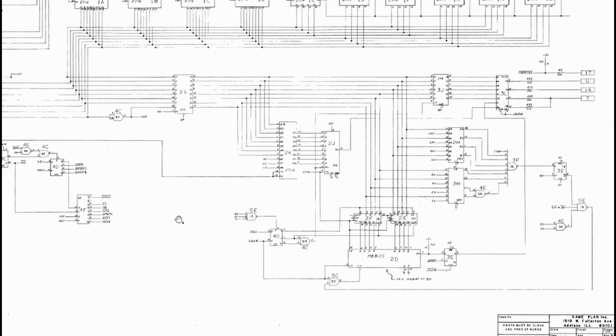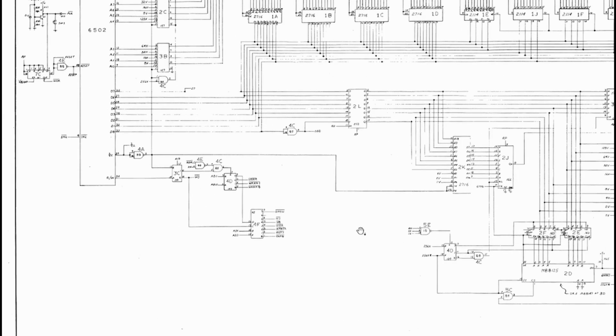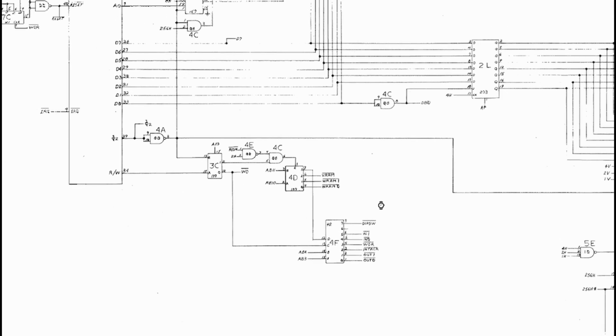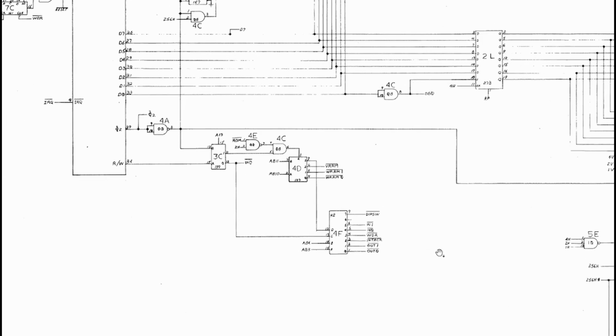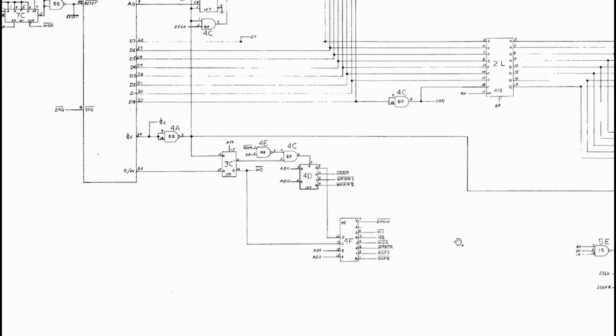But what I wanted to cover in this episode was the address decoding system, and that is this bit down here, as well as another bit up the top. And this allows us to access our RAM, our ROM, and also the peripherals. And we're going to cover exactly how that works in this episode.